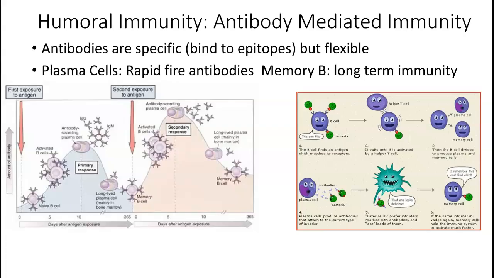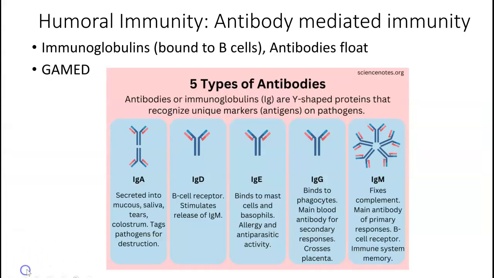Because our body had seen that antigen before, it's going to be able to mount that response. We also talked about the different types of antibodies. So immunoglobulins are going to be bound to B cells. Antibodies are going to float. And remember, it's those plasma cells that are going to rapid fire off those antibodies, like 2,000 per second.